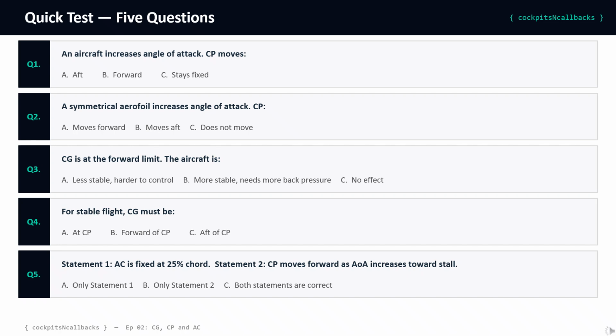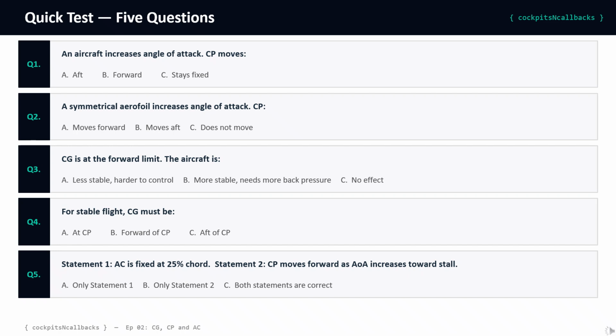Q3. CG is at the forward limit. The aircraft is: A. Less stable, harder to control. B. More stable, needs more back pressure. C. No effect on handling. Q4. For stable flight, CG must be: A. at CP, B. forward of CP, C. aft of CP.